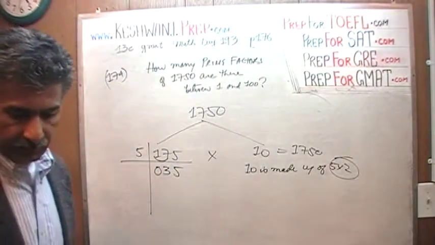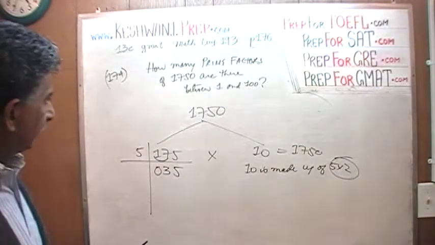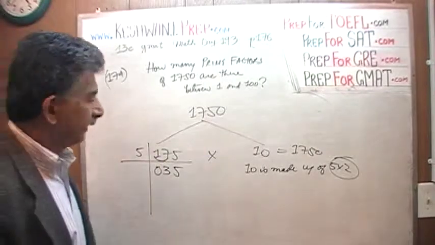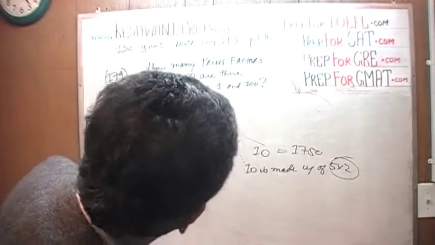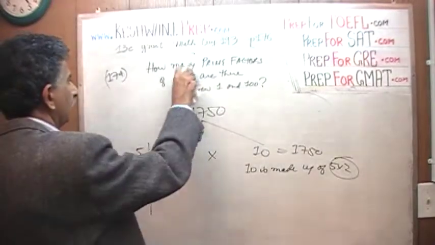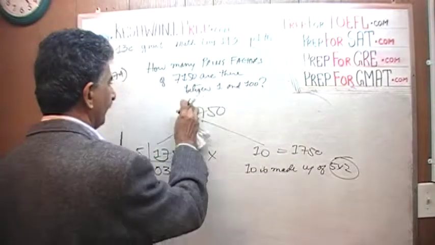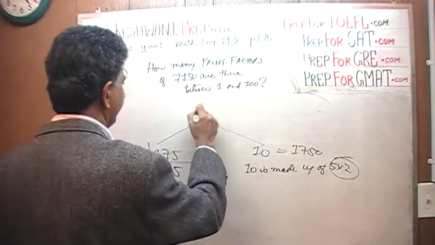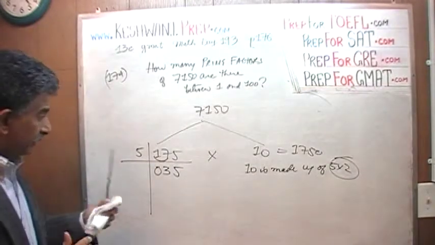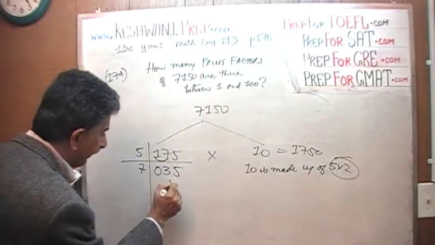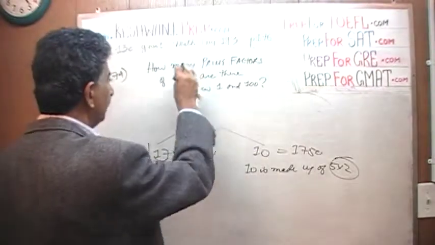35, we can divide that into. Now how the hell did I get 35? That is not what I have. We are not given 1750. We are given 7150. I am so sorry. 7150. We could have continued here. Had we continued here, we would have gotten 7 and a 5. This is an interesting question. Since I made the boo-boo, let's continue.